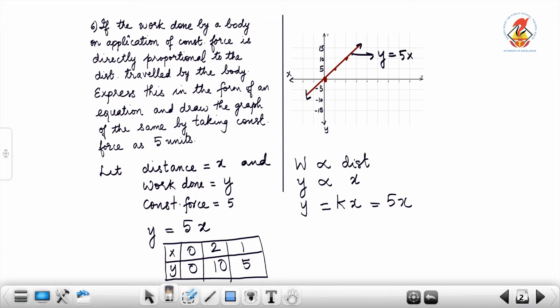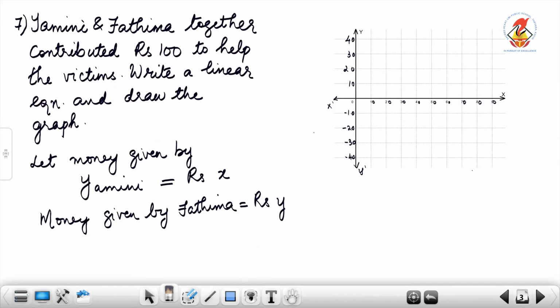Our next question. Yamini and Fatima together contributed ₹100 to help the earthquake victims. Write a linear equation and draw the graph. So Yamini contributed x rupees, Fatima contributed y rupees. So together, how much money did they give? x plus y is equal to 100. So this is the required linear equation.